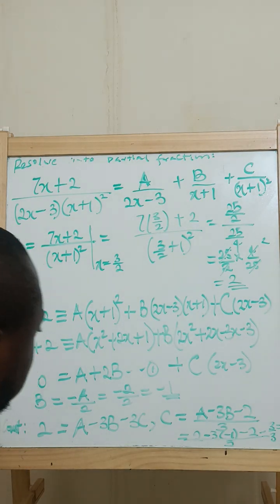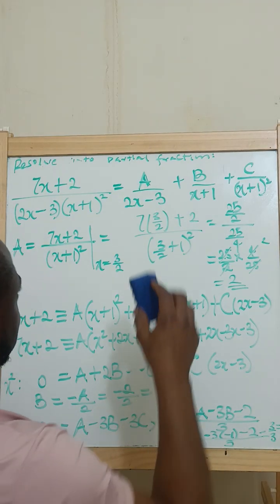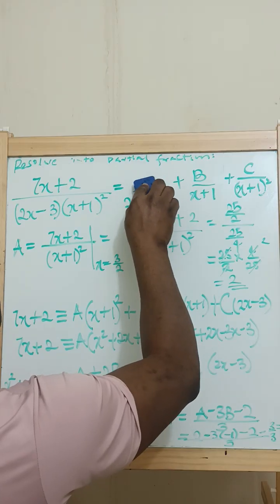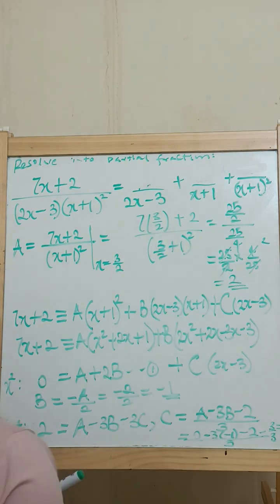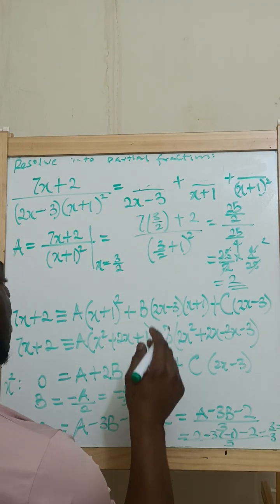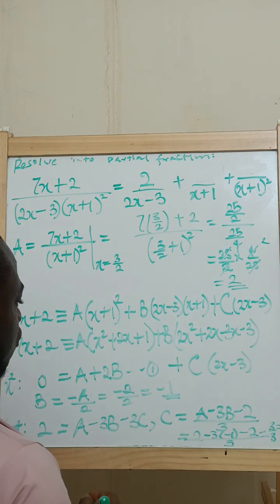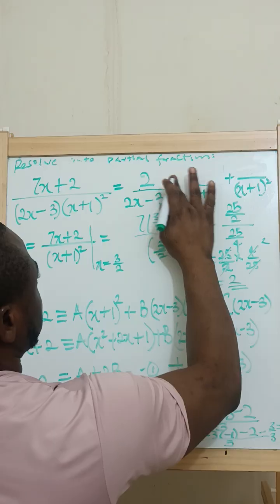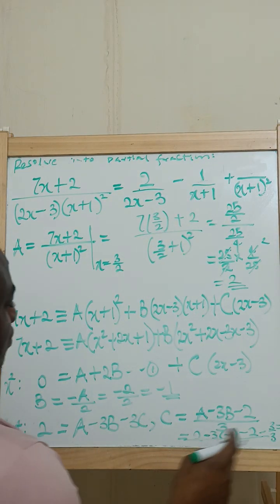Having obtained A, B, and C, we now put them back into the expression, into the fraction that we want to resolve. A is 2, so 2 will be here. B is minus 1, so this is going to be minus 1. Then C is 1.